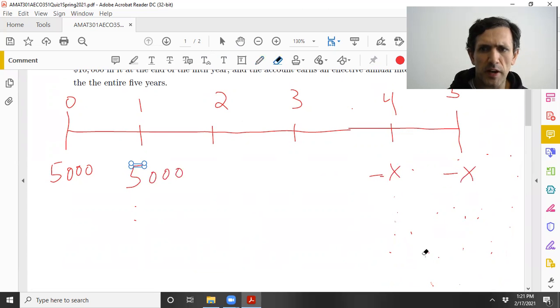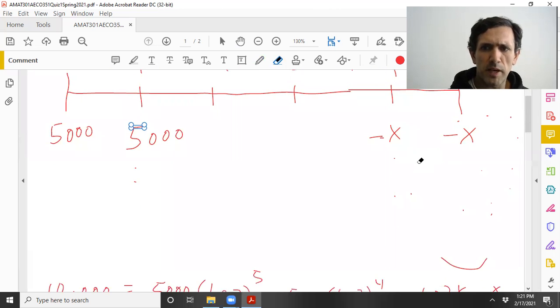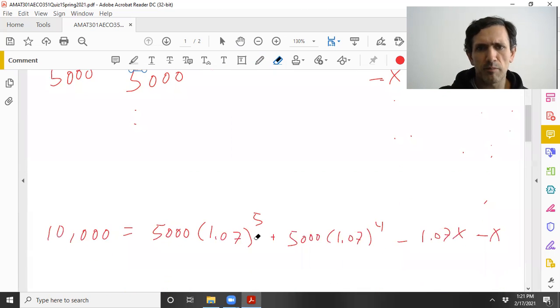So they just put the 5,000 at the initial 5,000 and 5,000 at the end of the first year, and then minus x at the end of the fourth and fifth year. And then they just said, well, based on this time diagram, this 5,000 earns 5 years of interest. This 5,000 earns 4 years of interest. Minus x earns 1 year. The minus x here earns no interest.